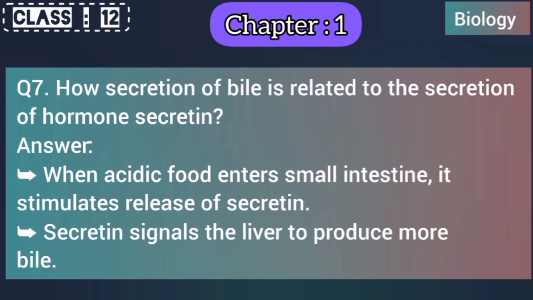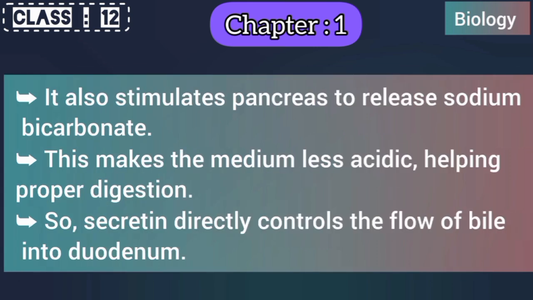Q7. How secretion of bile is related to the secretion of hormone secretin? Answer. When acidic food enters small intestine, it stimulates release of secretin. Secretin signals the liver to produce more bile. It also stimulates pancreas to release sodium bicarbonate. This makes the medium less acidic, helping proper digestion. So, secretin directly controls the flow of bile into duodenum.